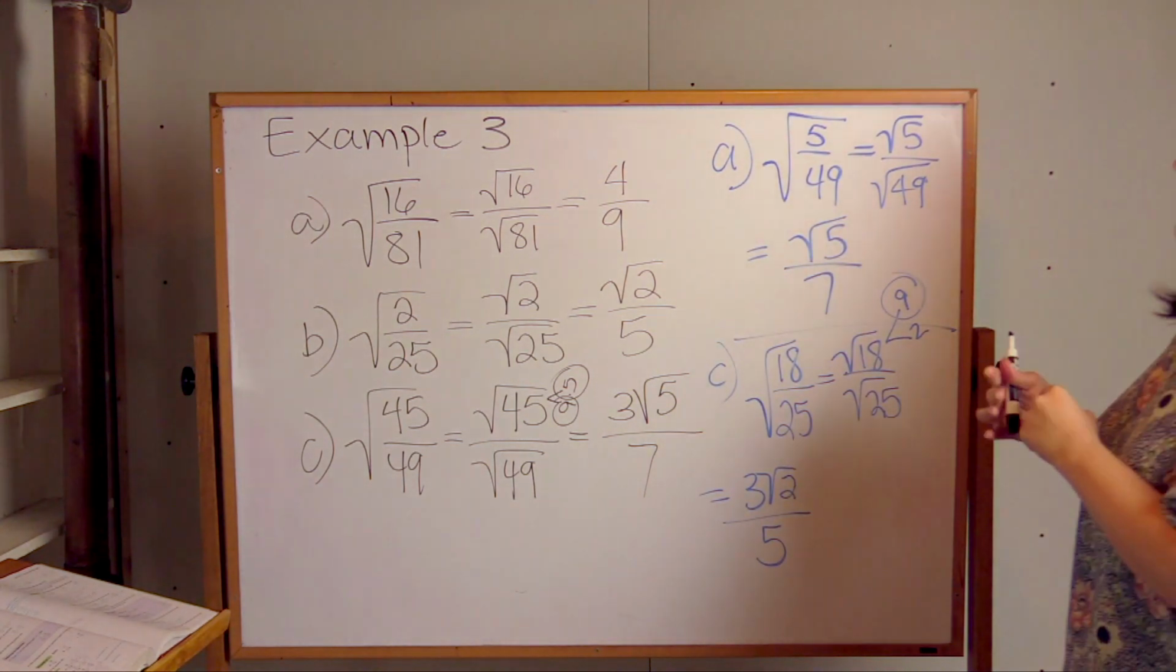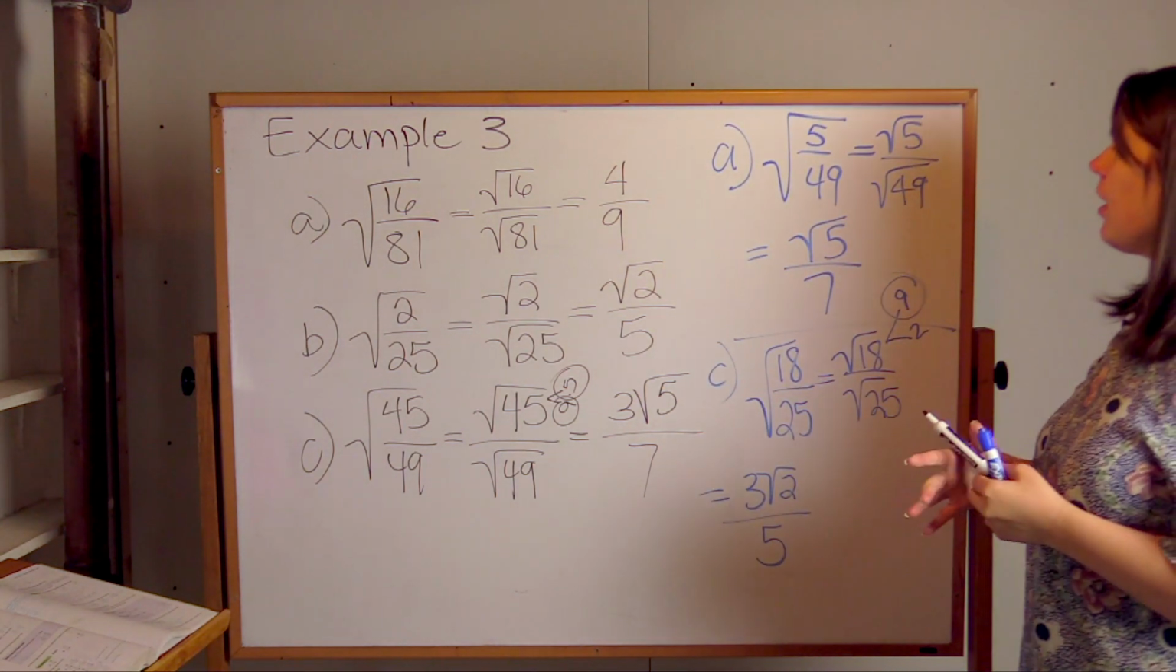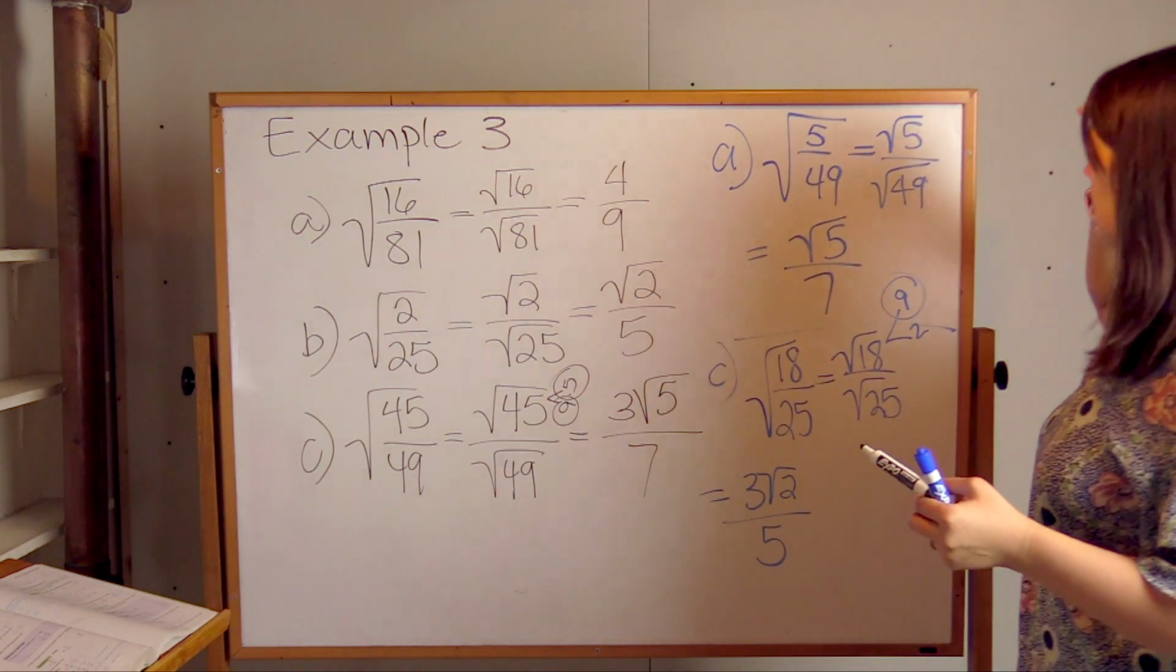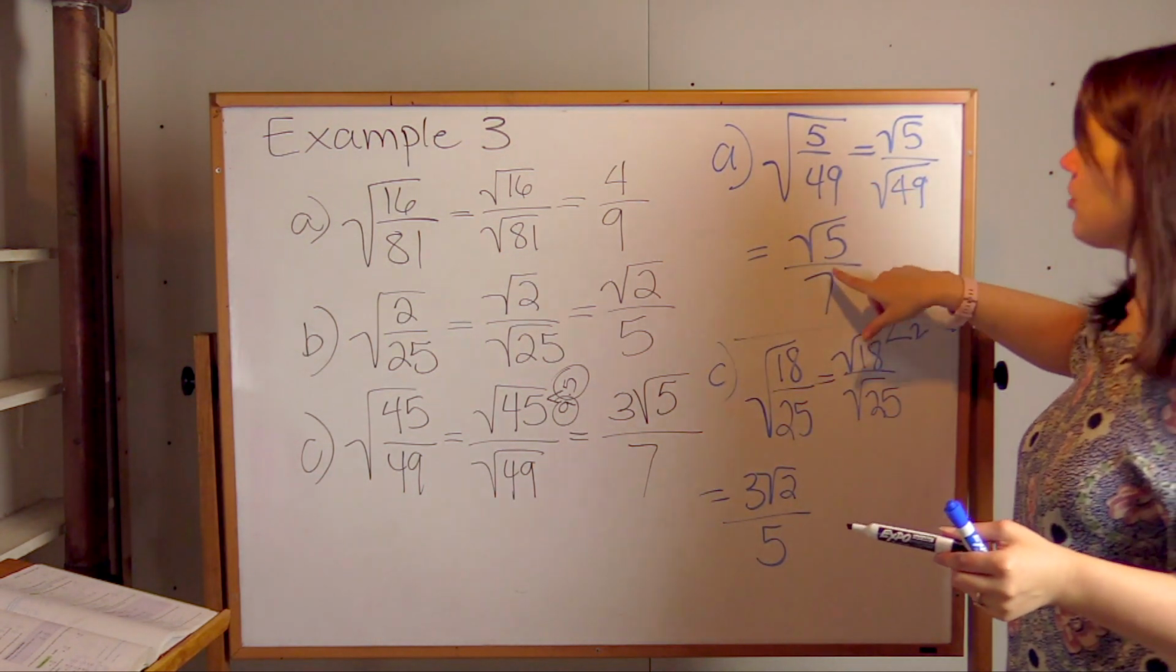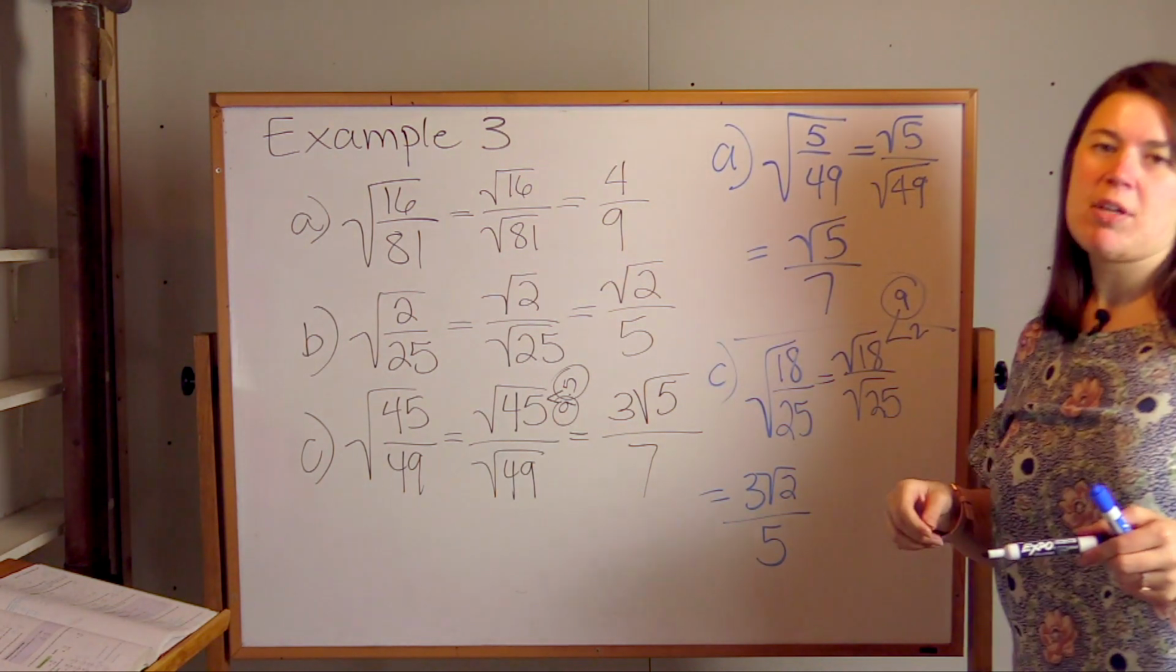All right, on the first one, if I break the square root of 5 over 49 into the square root of 5 over the square root of 49, I notice the square root of 5 can't go any further, but the square root of 49 becomes 7.